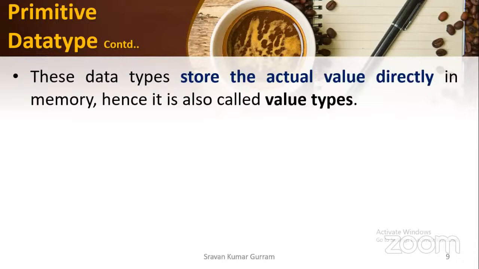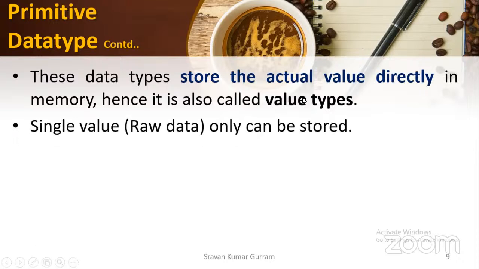One more important property of primitive data types is that these are data types that store the actual value directly in memory. When you create a variable of a primitive data type, those values are stored directly in the variables. What does it mean? See now, these are also called value types. I will show you an image to understand this point.